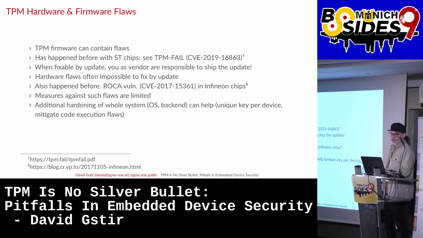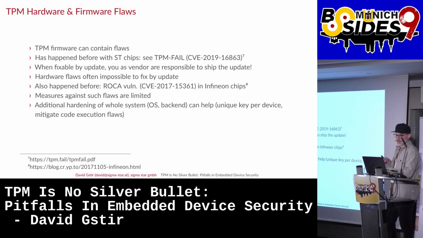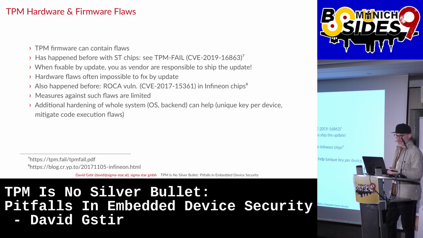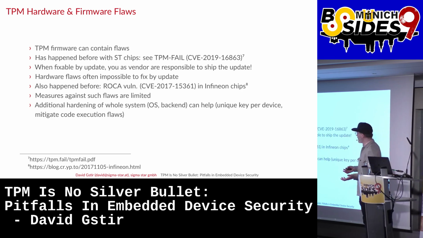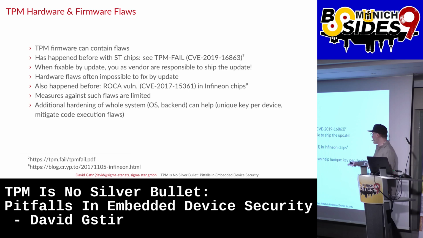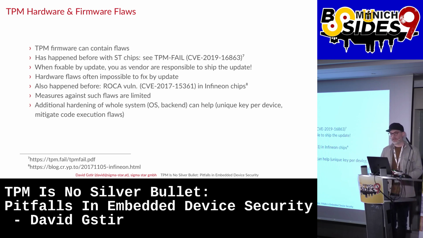There's also been another vulnerability, this so-called ROCA vulnerability, where they really have a hardware vulnerability itself inside the chip. What you can do there is not much really, but you can try to do additional hardening of the whole system and backend. And as I mentioned, unique keys might be a good idea then.